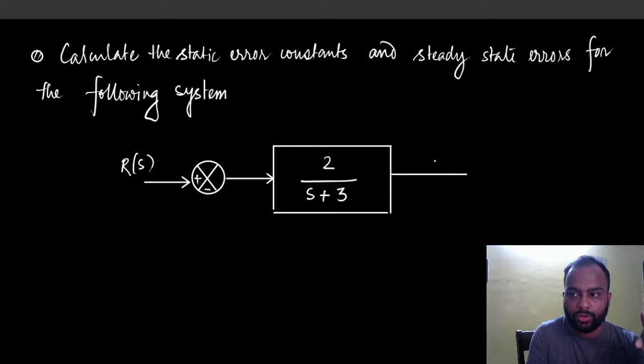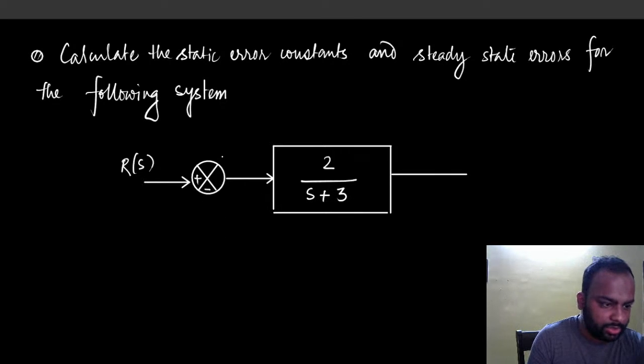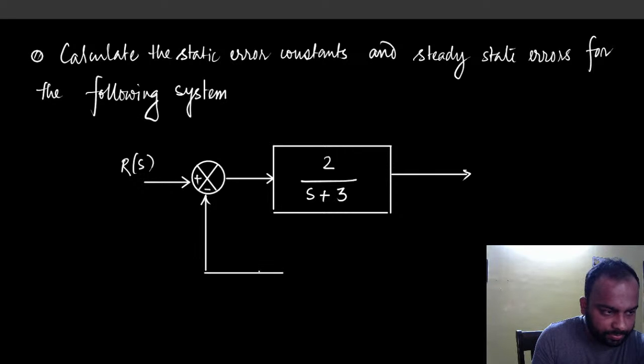It might look like a type 0 system, but it is not. It is not. Because we have a non-unity feedback. Okay. Because we would have a non-unity feedback here.